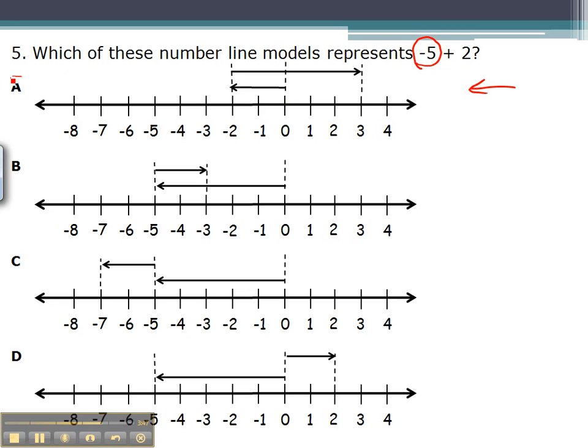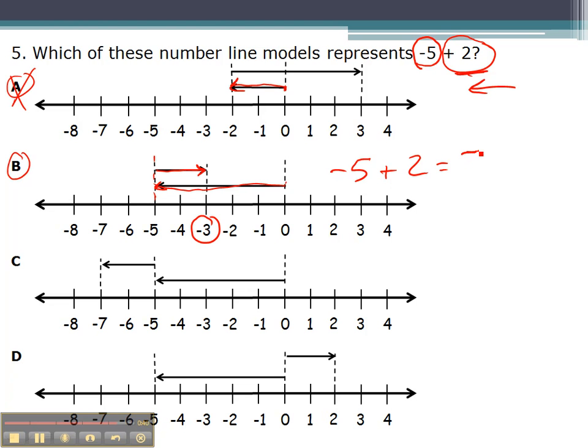Looking at answer choice A, the boss starting at 0 would be this arrow, but it only goes 2 spaces to the left. That's not negative 5, so I can cross that out right away. Looking at answer choice B, starting at 0, this arrow goes 5 to the left. Now from where the boss leaves off, am I adding positive 2 on this model? I have an arrow going to the right 2 spaces, so I am. That is negative 5 plus positive 2. And it ends at negative 3, so let's check our work.